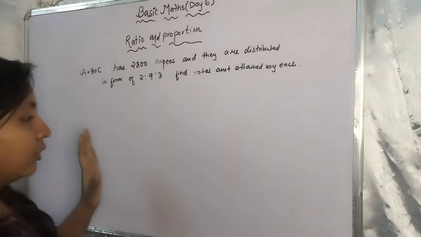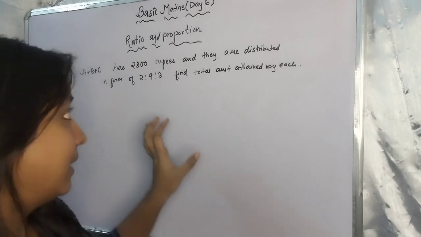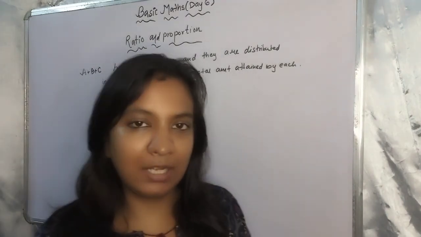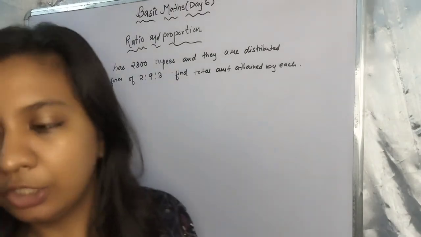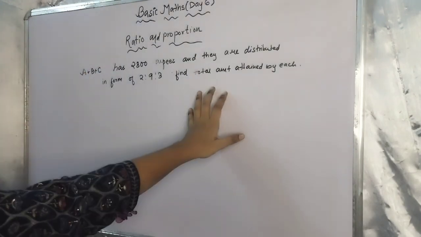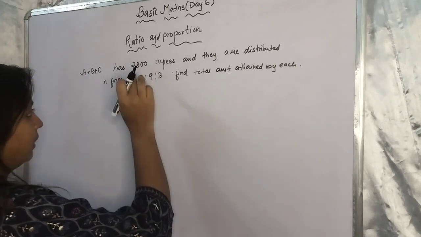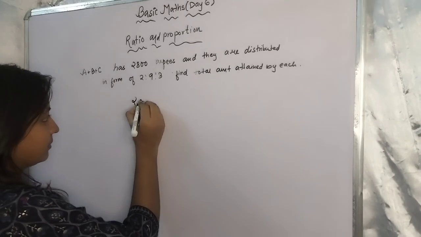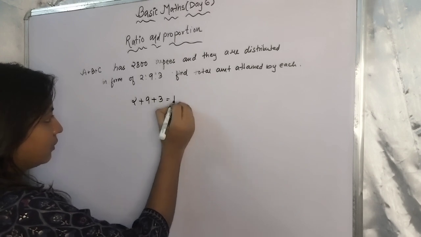It means that a total of 2800 rupees is distributed to A, B, C, but not in equal proportion. They are given in a proportion of 2:9:3. So now we need to find how much amount each one of them got. So here we have the total amount and the total ratio. First we will add them up. So 2 plus 9 plus 3 will give us 14.